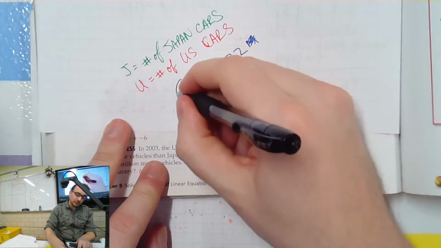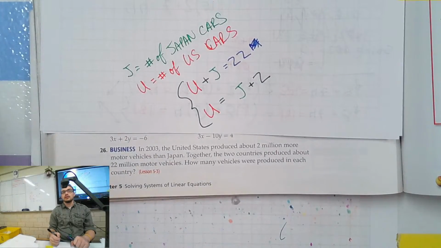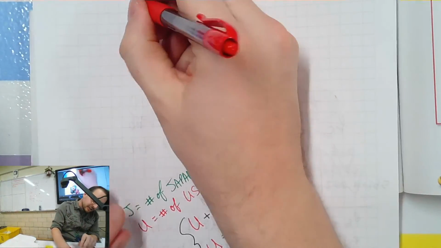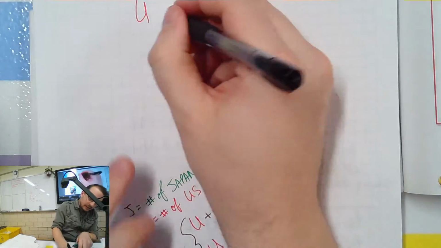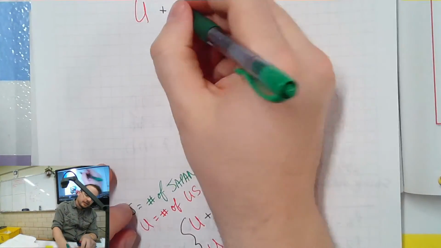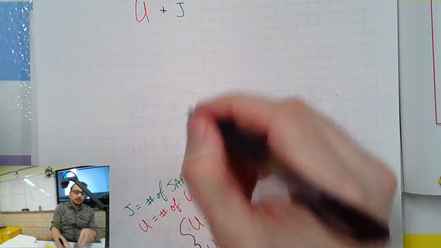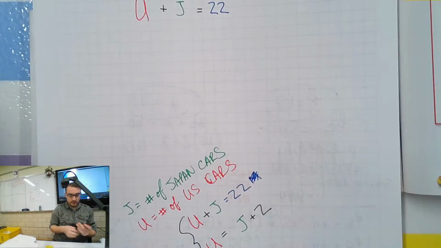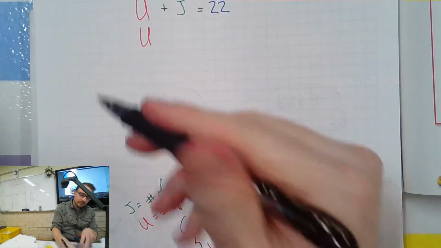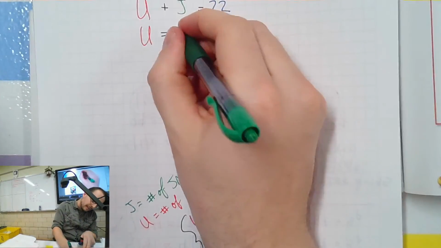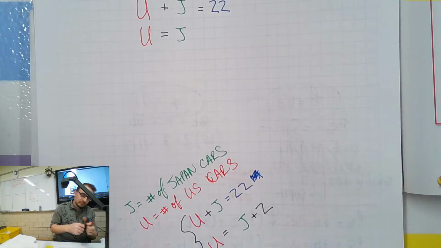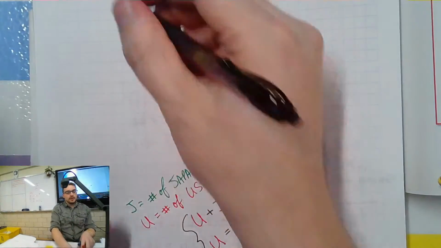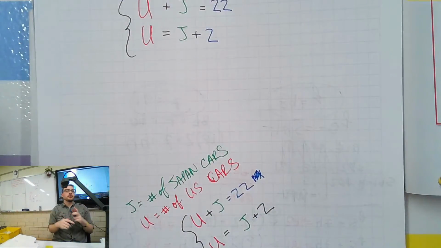So here's our system of equations. Okay, cool. So I'm going to write that down bigger up here. Here's our system. U plus J equals 22. U equals J plus 2. They're a linear system because U and J are referring to the same thing, right?